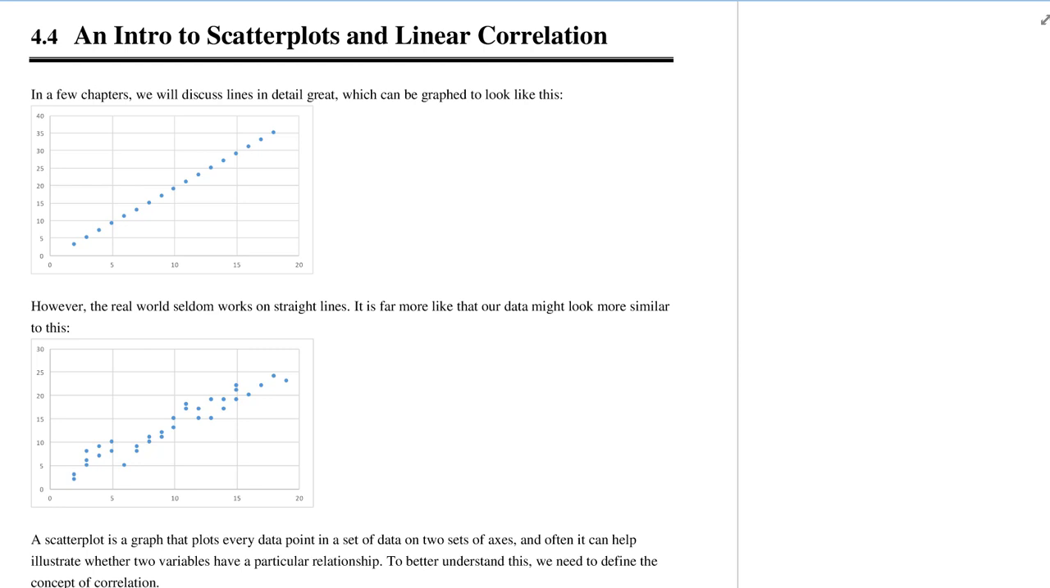Hey guys, this is section 4.4. This is a bit of a shorter section, so it probably won't take us too long to get through. So let's just get started.